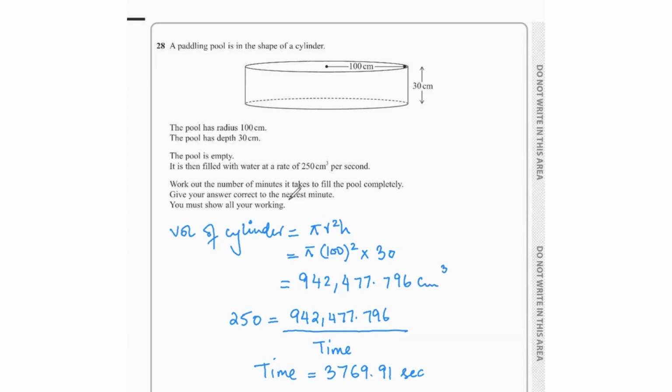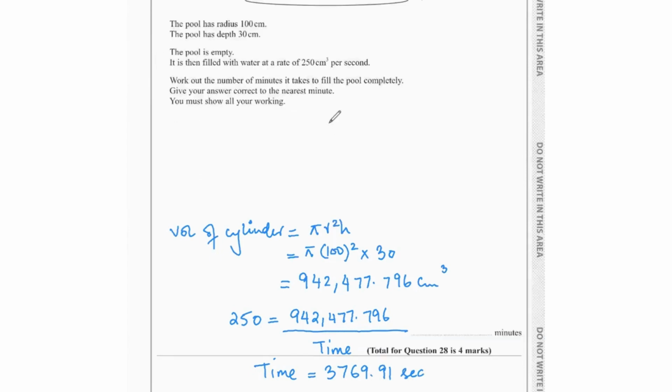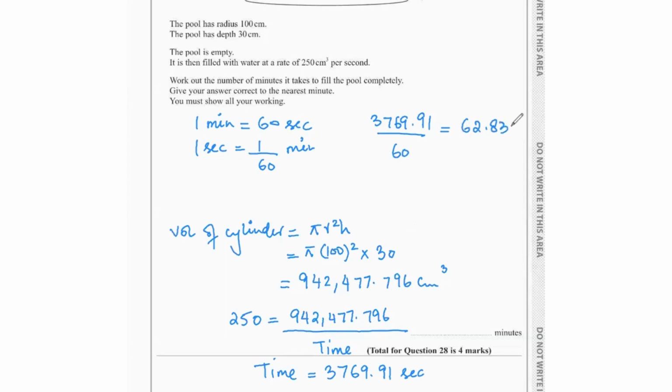Now they want the answer correct to the nearest minute. For the nearest minute, what we will do is convert this into minutes. 1 minute equals 60 seconds. So 1 second equals 1 over 60 minute, which means 3769.91 divided by 60 is going to be 62.83 minutes. So the nearest minute is going to be 63. That is your final answer.